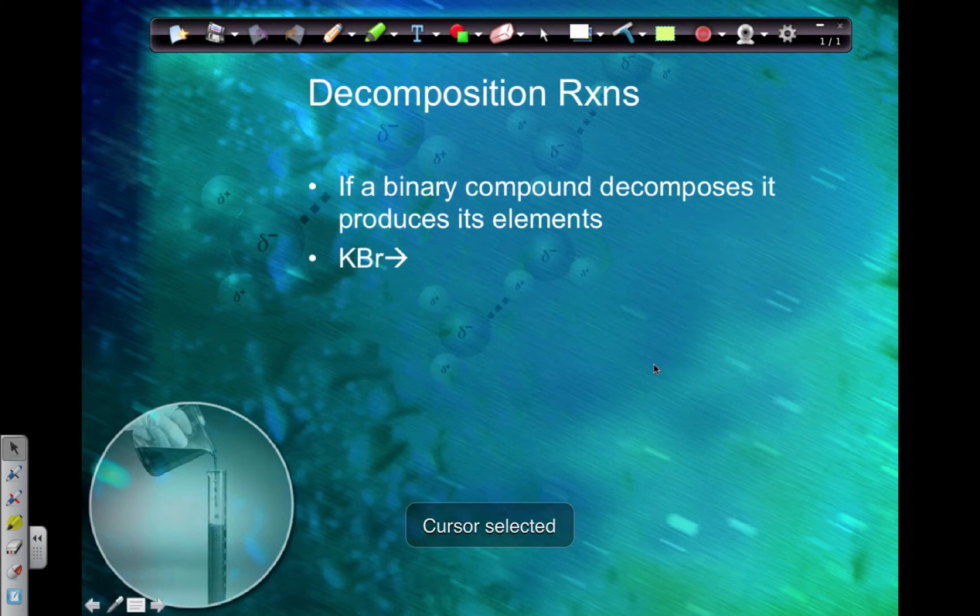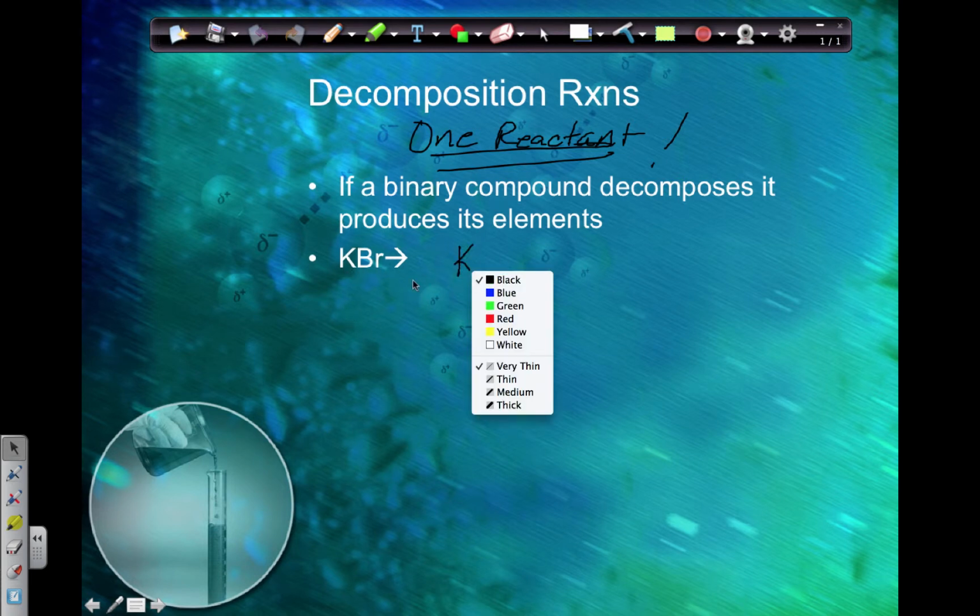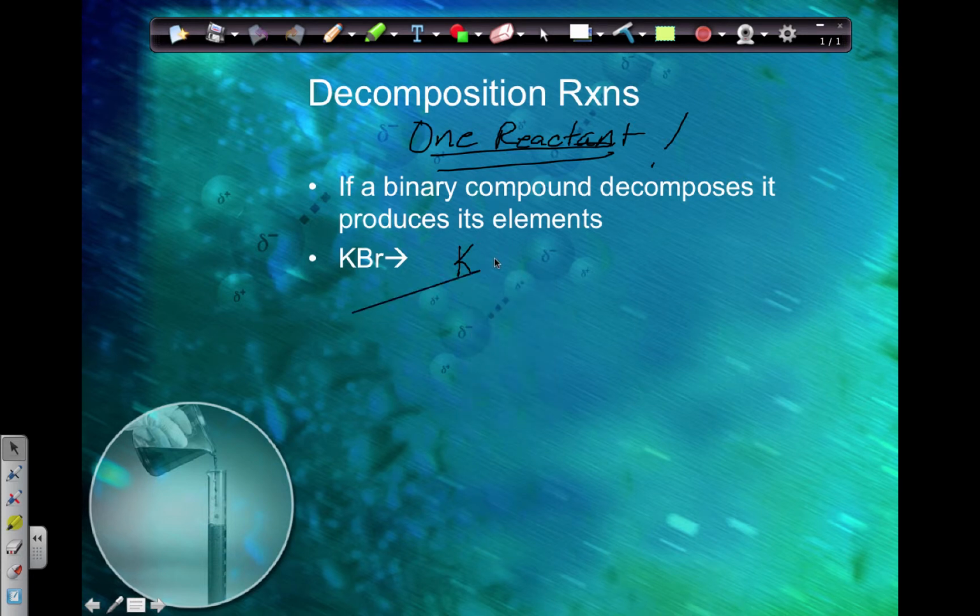All right, so decomposition reactions occur when there's one reactant. So if you see one reactant, it's going to decompose. So if you have a binary compound, which is just two elements, it's just going to decompose into its elements. So we have potassium bromide here, so it's going to decompose into potassium, and also bromine. But since bromine is a Brinkelhoff, it should be Br2.